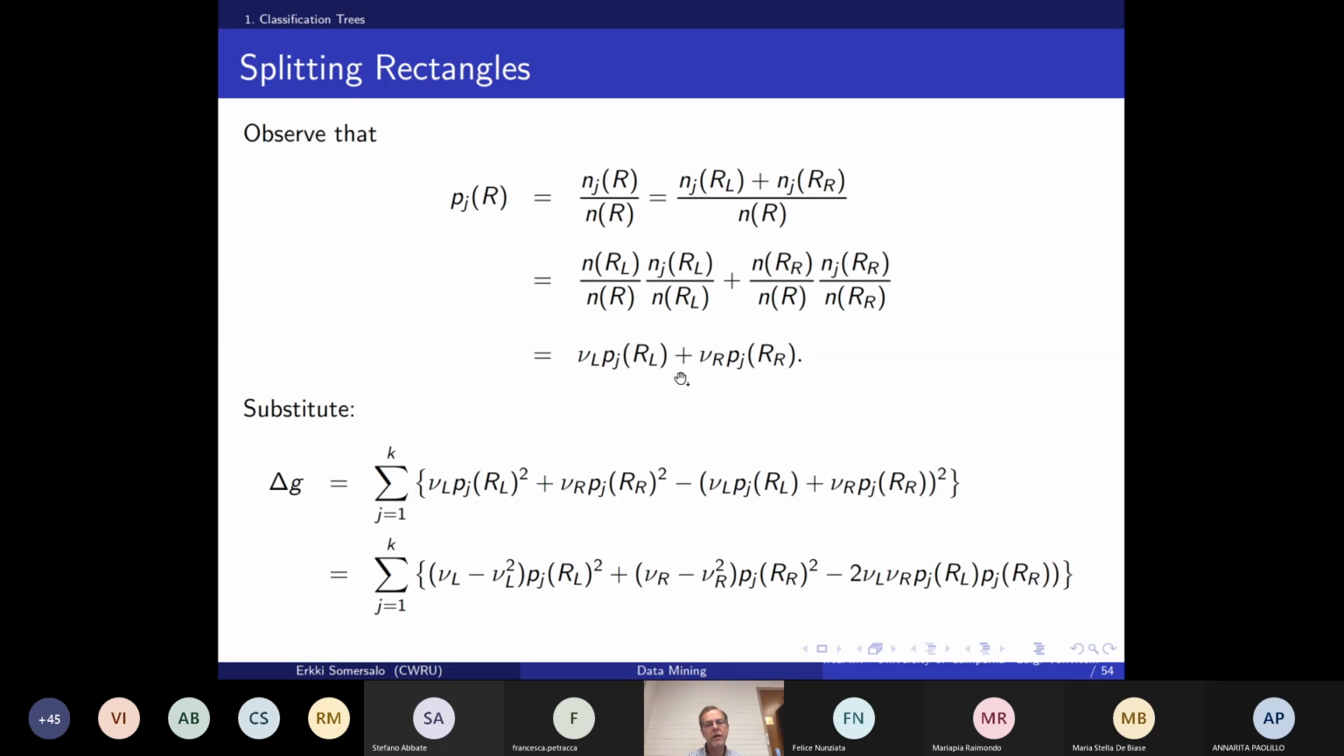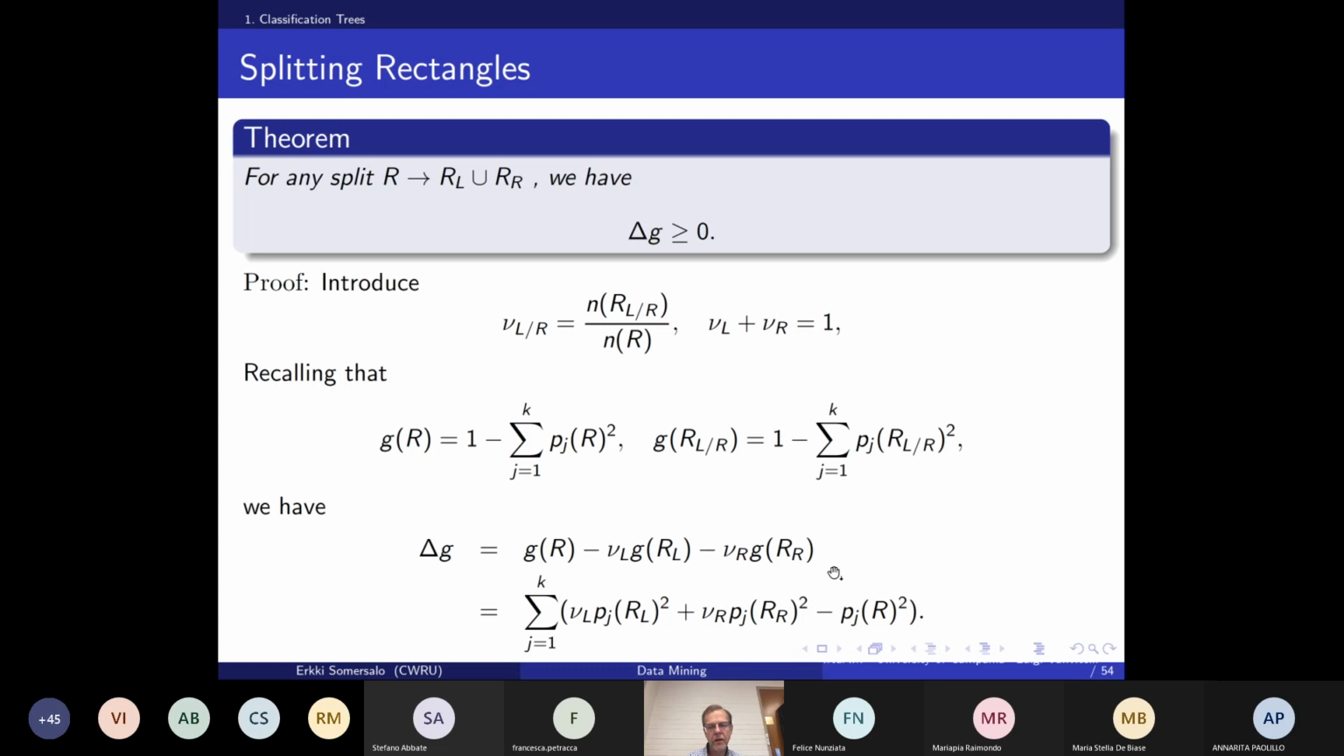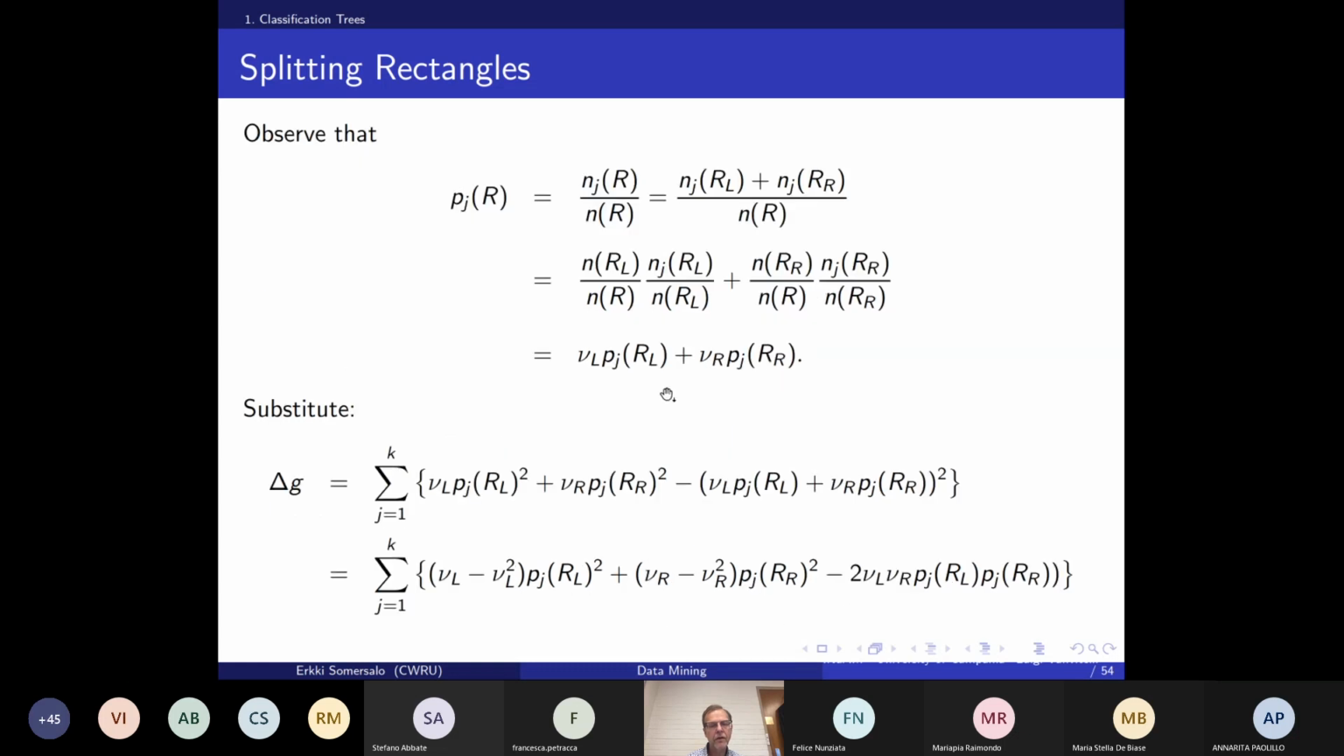But so you don't need any probability calculus to understand this. This is a straightforward argument, as you can see. So now this is nice because now I can write this PJR in terms of the PJs on the left and on the right. And so I go to this formula and I replace this PJR with this formula. So my delta G takes on this form here.